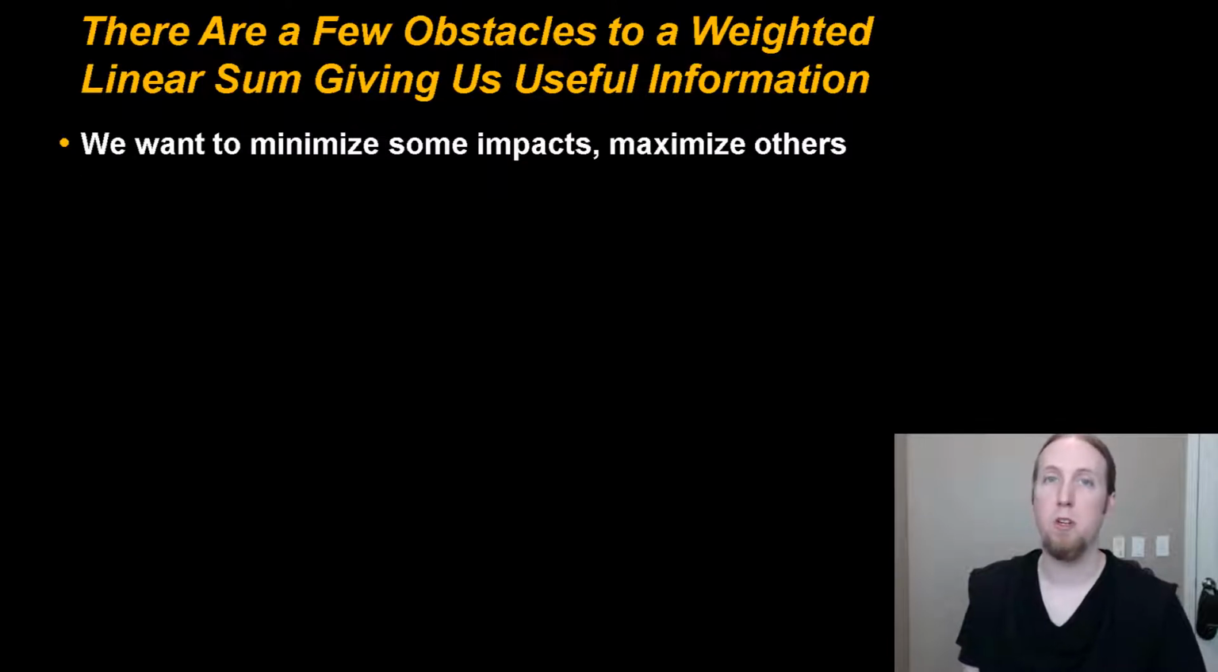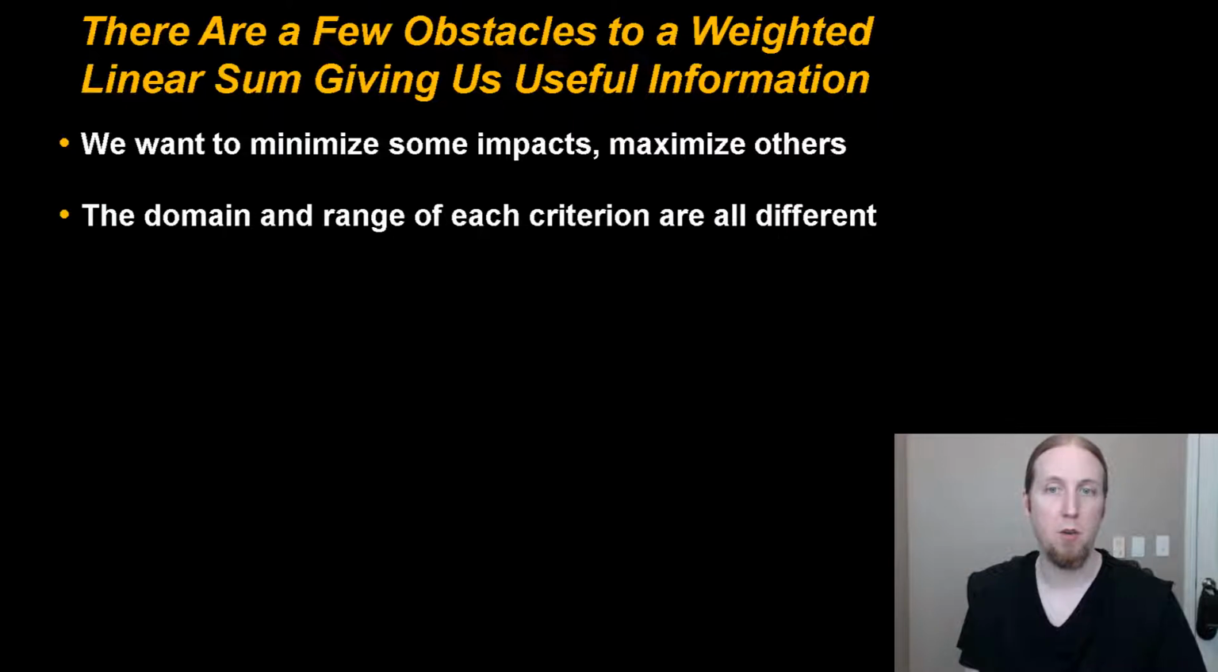If we're in a situation where we want to minimize certain impacts and maximize others, then what we need to do is flip the sign of one of them. So we might take an impact that we want to minimize, and for its performance metric f, we're going to multiply it by -1. So that way, if we're trying to minimize the value of f, we want to maximize the value of -f.